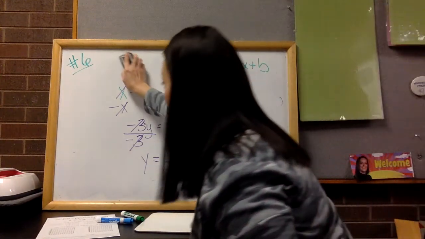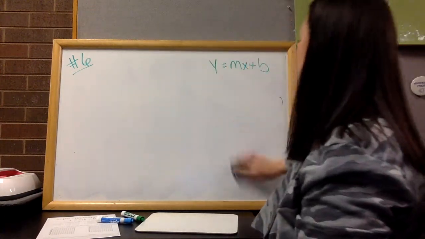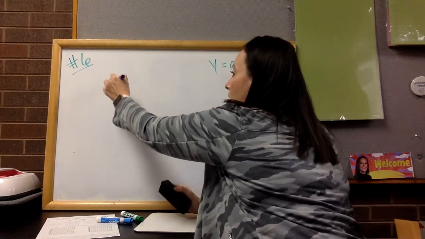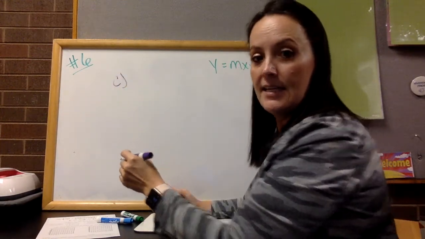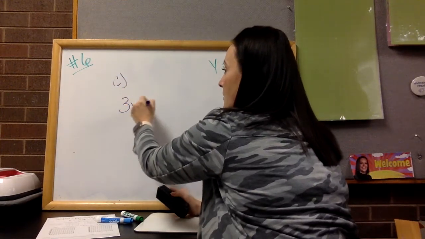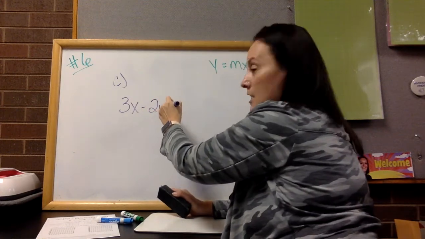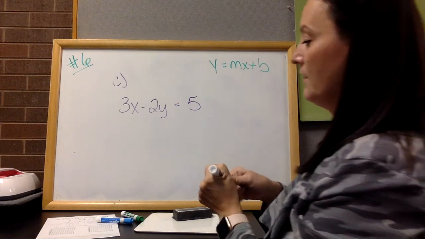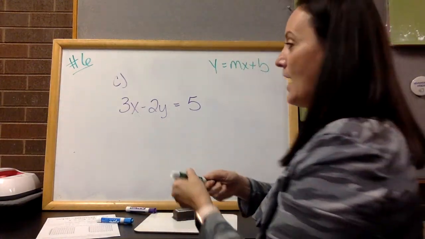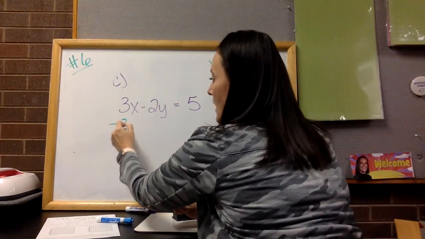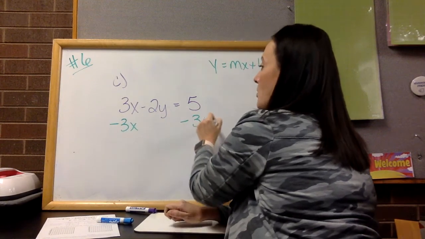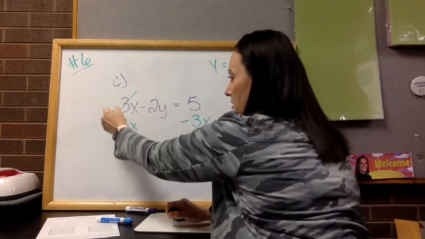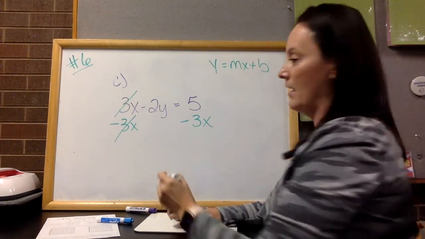All right, we're going to do another one. I'm going to do another process of solving for y. We're going to go through and look at C. C says 3x minus 2y equals 5. I'm going to follow the exact same process. The first thing I'm going to do is move those x's. That's like a plus 3x, so I'm going to subtract 3x from both sides. So the plus 3x minus 3x is gone.